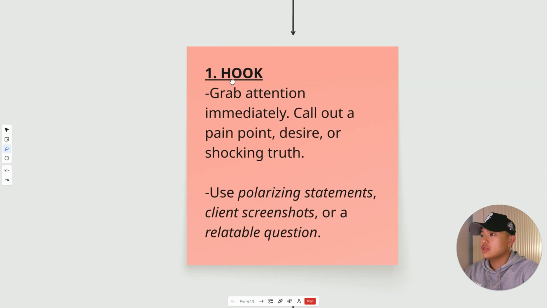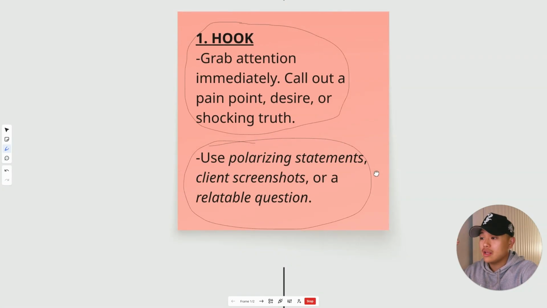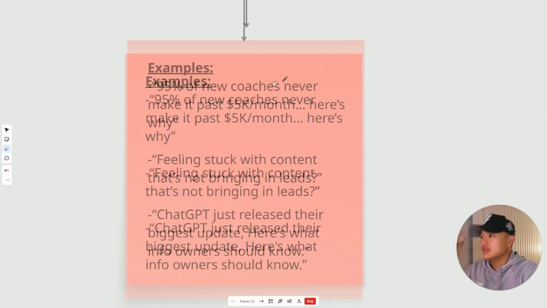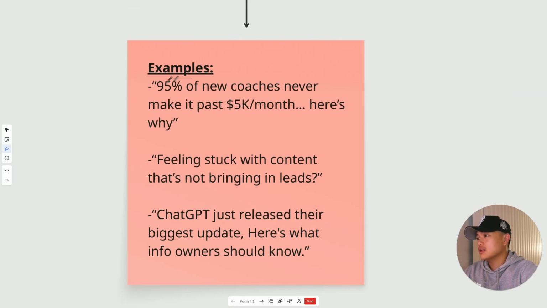And so let's talk about the hook first, because obviously you need something to grab attention. You want to grab attention immediately and really call out a pain point, a desire, or a shocking truth. And you really want to use polarizing statements, client screenshots, or a relatable question within this hook. And what would that look like? So for example, you can use something along the lines of 95% of new coaches never make it past 5K a month. Here's why. Or feeling stuck with content that's not bringing in leads. And then you give the answer on the next page or whatever.